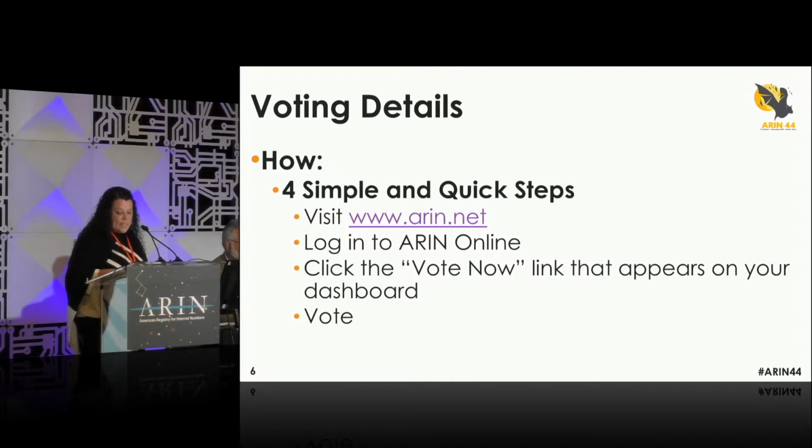As you will see, the steps necessary for casting your organization's online ballot are quite simple. There are 4 simple and quick steps that you need to take. First, visit www.arin.net. Then you will want to log into your ARIN online account, and if you are an eligible designated voting contact prior to the September 16th deadline, you will click on the Vote Now link that appears on your dashboard, and then you will cast your ballot. In just a moment, I will actually show you what the screens look like.